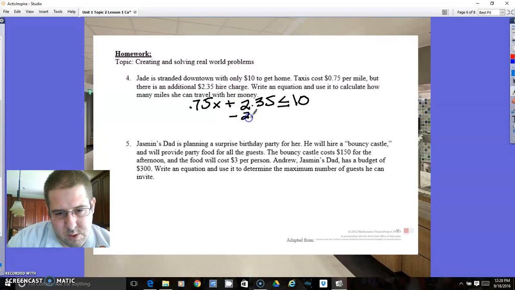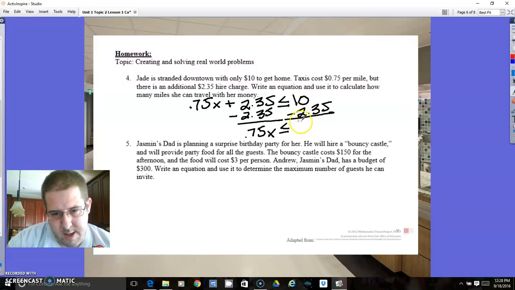So the first thing I would do is use the subtraction property of equality. And that would get us down to 75 cents per mile times x is less than or equal to 10 minus $2.35, which would be $7.65. And then the next thing you'd want to do is divide this by 75 cents. I don't have a calculator on me today, so you just have to do that part on your own. Divide this by this, and then you've got your answer.